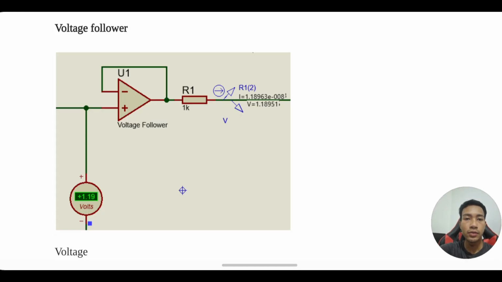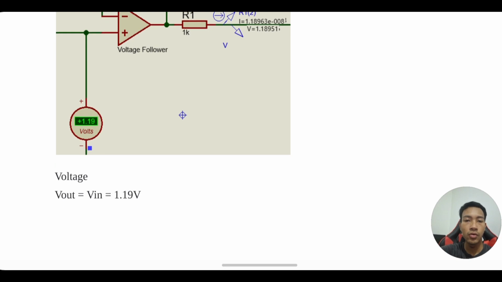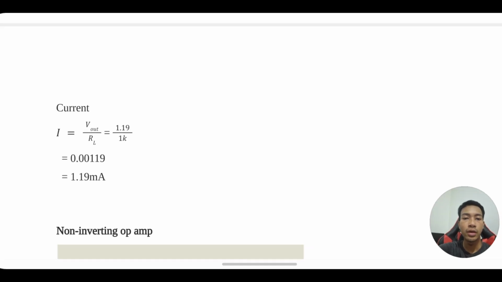Now for the voltage follower, it is straightforward because Vout is equal to Vin, so we get 1.19 volt. For the current, we use Vout over RL, so 1.19 over 1K, we get 1.19 milliamp.